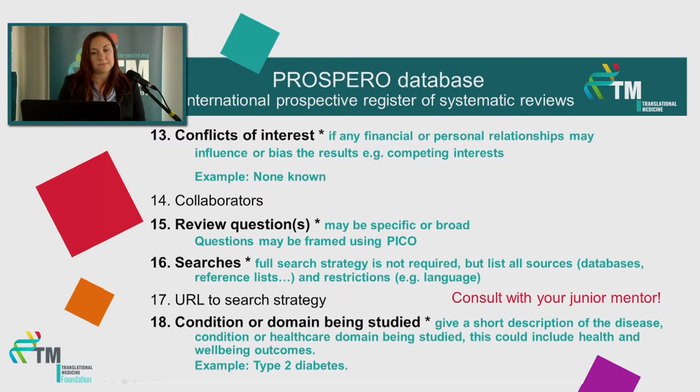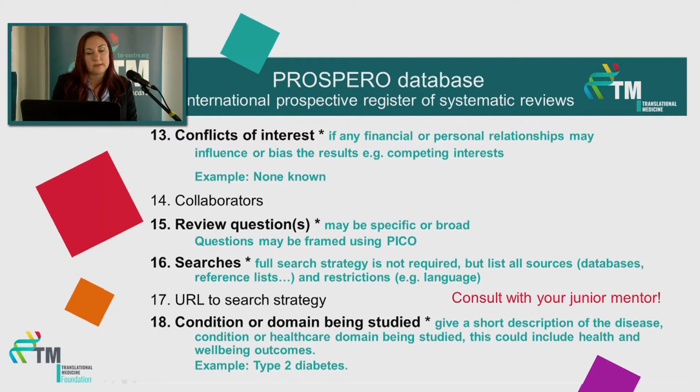And for the search, you should consult with your junior mentor before that if you have problems with the search. We heard a nice presentation about this topic. Here the full search strategy is not required, but you should list all sources, all databases, and whether you search in a reference list. Because as you plan to do it, you should indicate the whole. And any restrictions that you have, or if you do not have restrictions, you have to indicate it here. So it's a longer part. You can have here your URL to the search strategy if you want to.